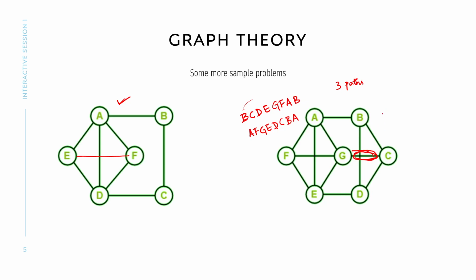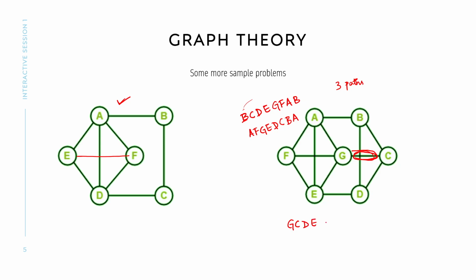You need at least one path which uses GC or CG, whatever. The direction does not matter. Okay, GC. It can be GC, D, E, F, A, B. No, again it has to come to G.